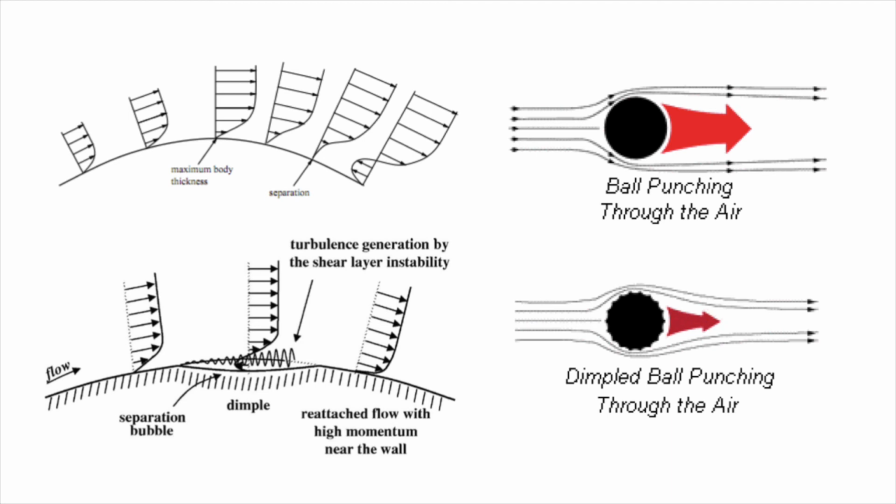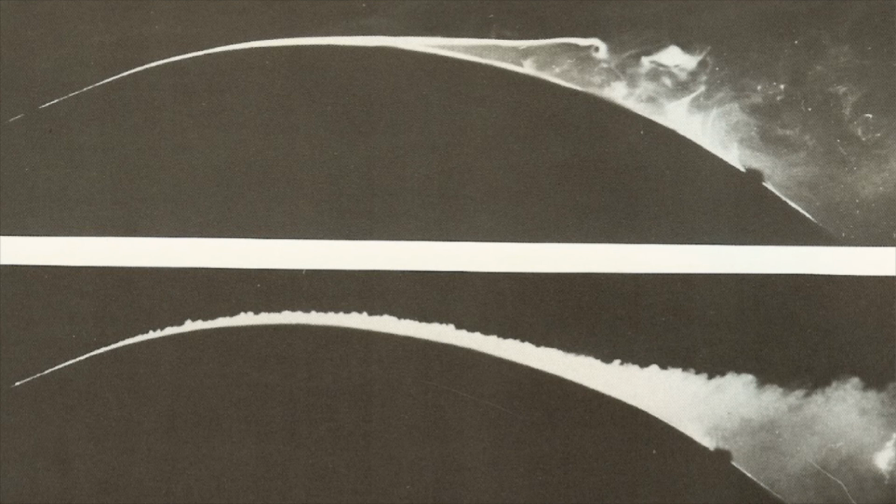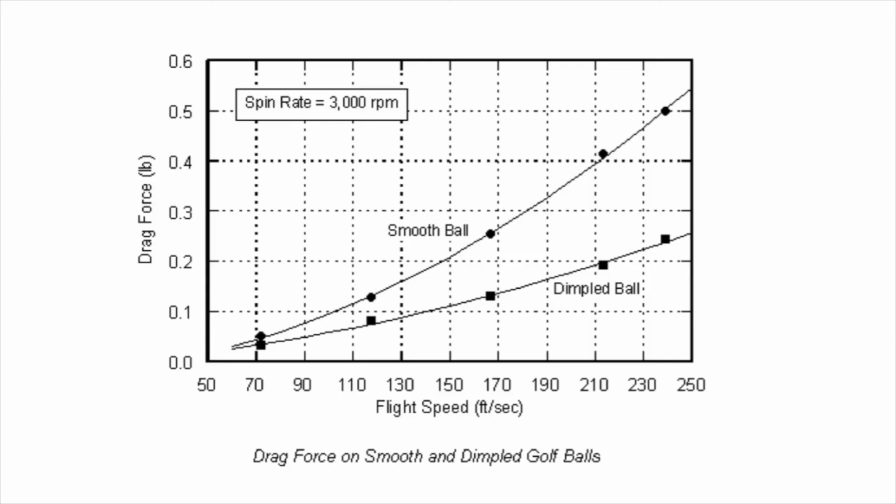A good way to visualize this phenomenon is the wake of a boat. In this photograph, on the top, we see a smooth ball whose separation point is closer to the front of the ball. This creates a larger turbulent region. On the bottom, however, we have a ball with dimples, whose separation point is closer towards the back of the ball. We can see that this creates a smaller turbulent region. From experimental data, we can see that at a given spin rate of 3000 RPM, for different flight speeds, the dimpled ball is going to have exponentially less drag force than the smooth ball.